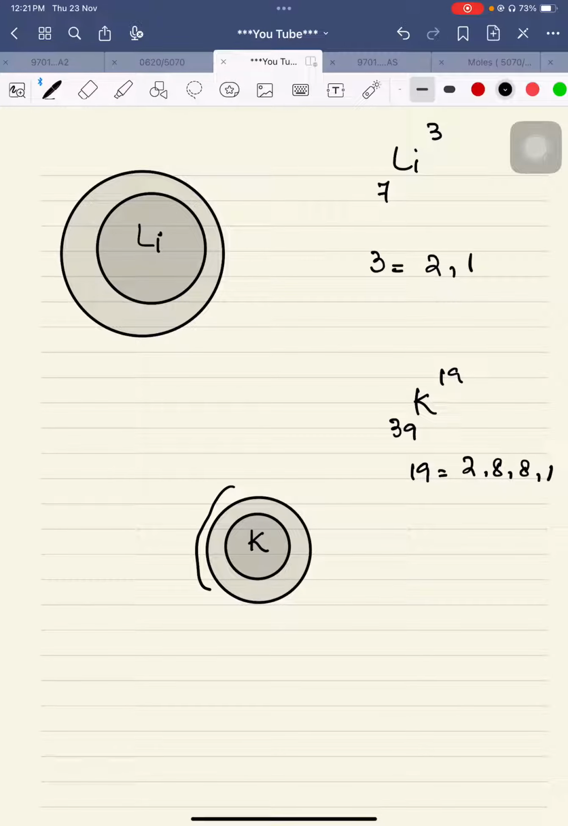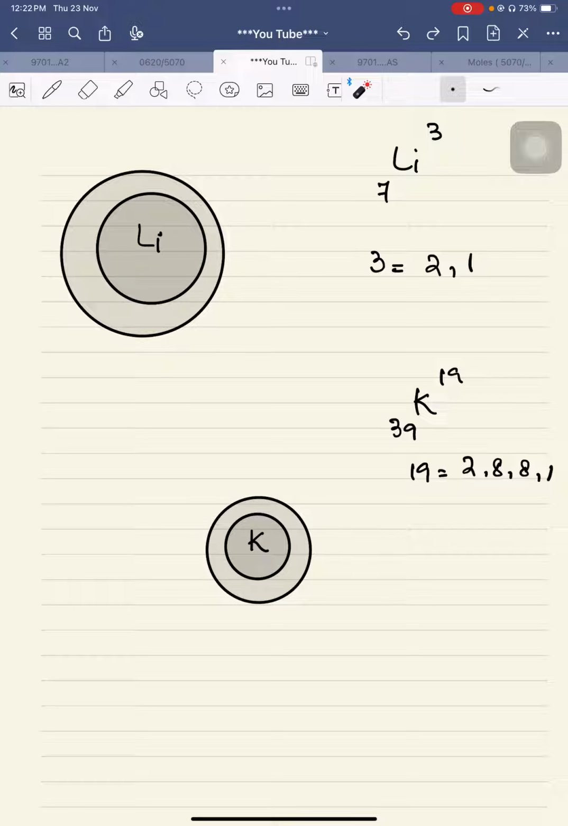All right, guys, I'm going to continue from the same point. I was just telling you that lithium has an atomic number of 3, so it will have 2, 1. It means there will be 1 electron in its outermost shell. And in case of potassium, there are a total of 19 electrons, so it is 2, 8, 8, 1. So 1 electron will be in the outermost shell.